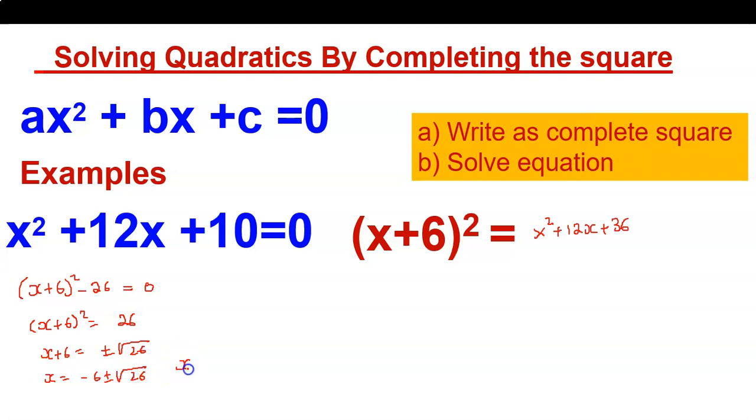As we have seen a number of times, whenever we got plus or minus, it gives us two answers: one time for the plus, and one time for the minus. So minus 6 plus the square root of 26, and minus 6 minus the square root of 26. This is how you solve it.